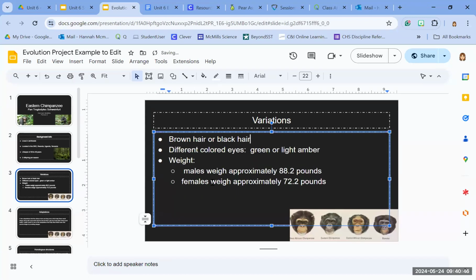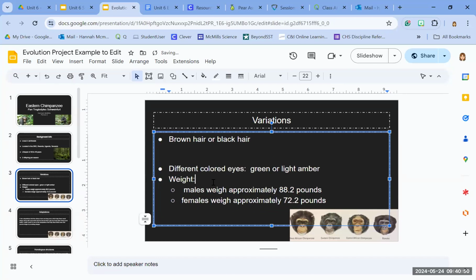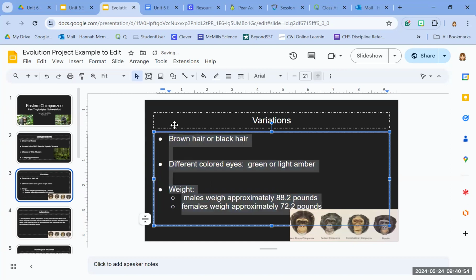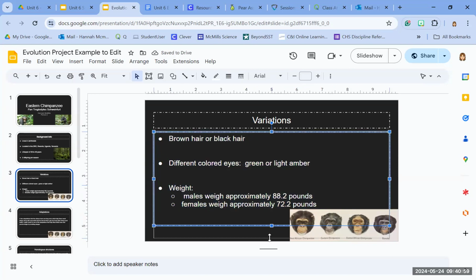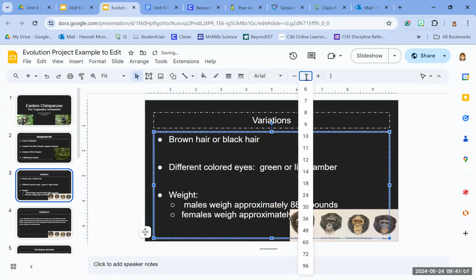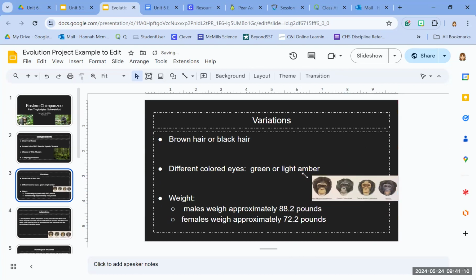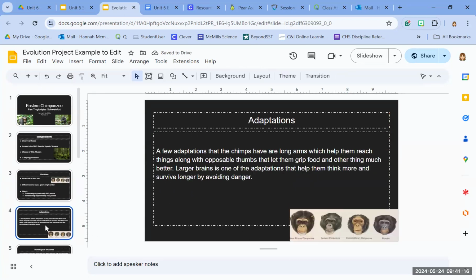So if I am following this rule, let me see. There we go. I still want to make sure that this is 22. Might need to make the box a little bigger. Okay. 22. Okay. I can move this picture to make it more adjusting, make it different. We'll put it up here. There we go. Okay. I can also do that with my adaptations.